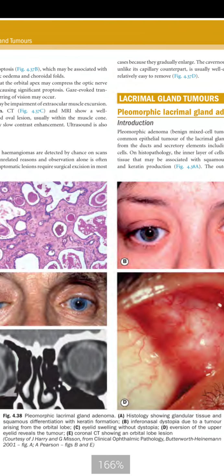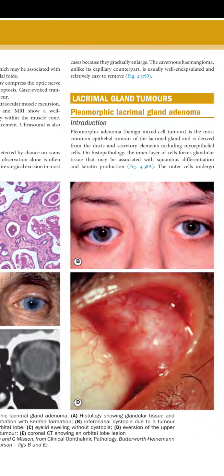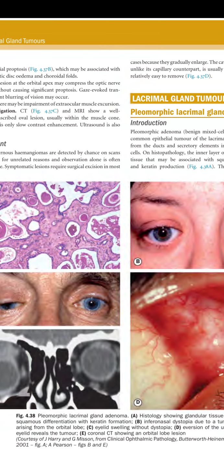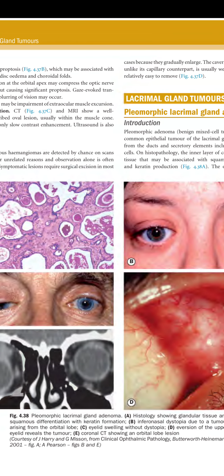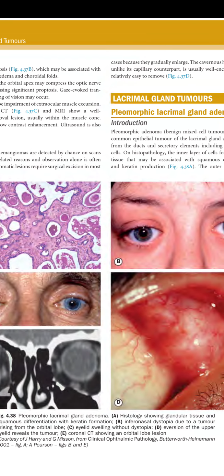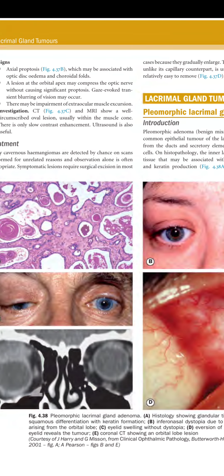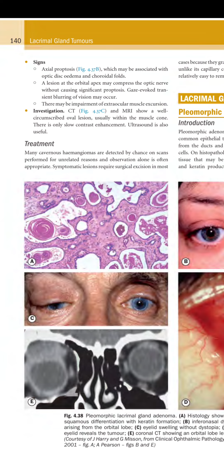So you can see this figure here. B is showing us the infranasal dystopia. So the eye is getting displaced inferiorly and nasally due to a tumor arising from the orbital lobe. C is showing eyelid swelling without dystopia. D is showing eversion of the upper eyelid revealing the tumor, and E is showing the coronal CT showing an orbital lobe lesion.